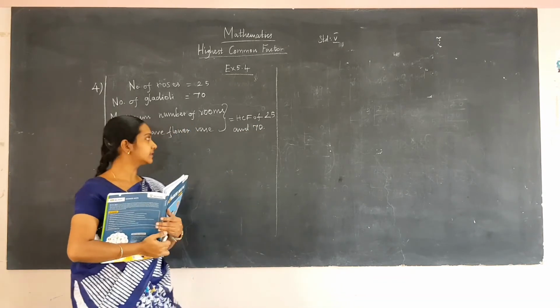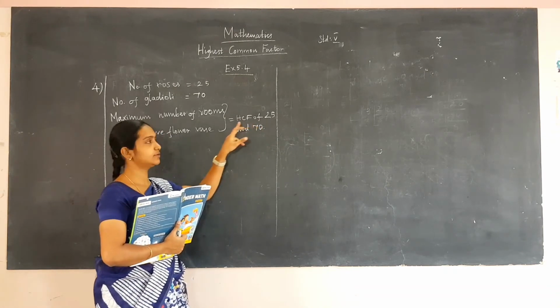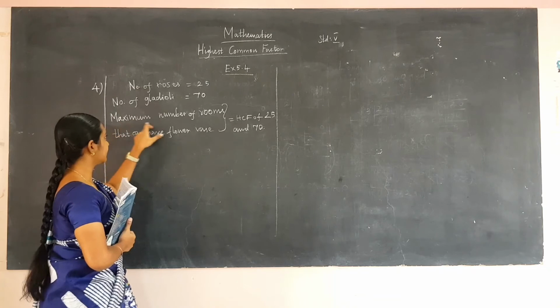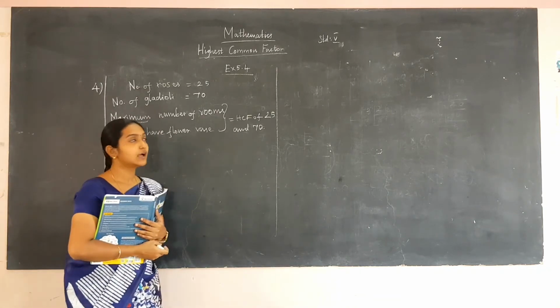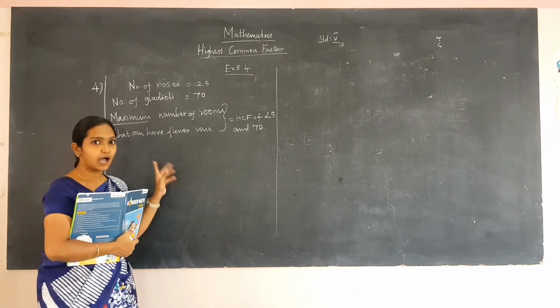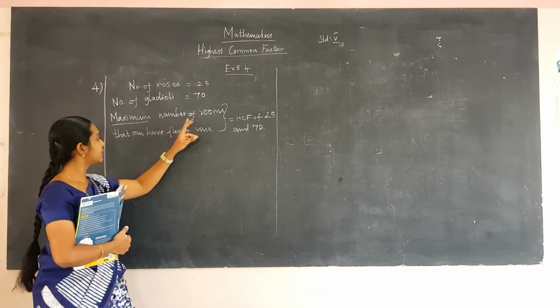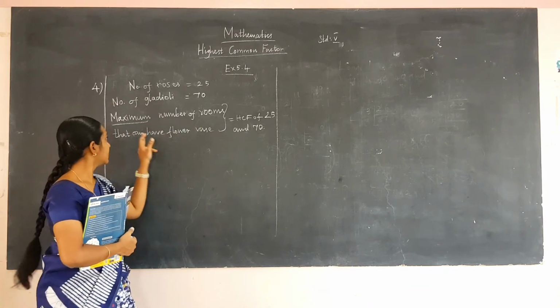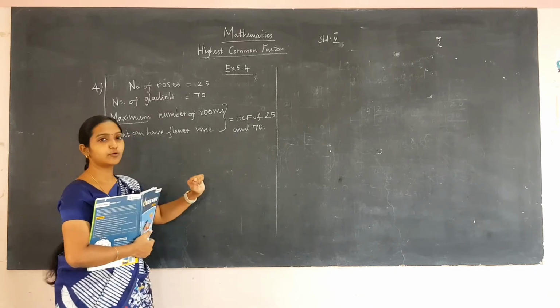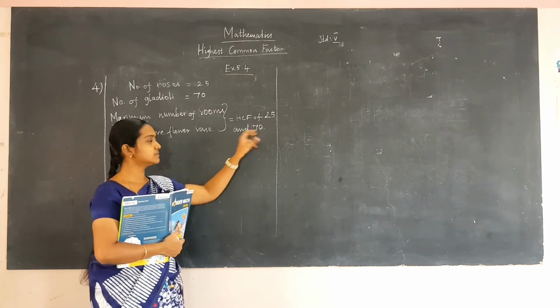அதை கண்டுபிடிக்கிறதுக்கு நம்ம 25க்கும் 70க்கும் HCF கண்டுபிடிக்கணும். மேக்ஸிமம் அப்படிங்கிற ஒரு வேர்டு வச்சு நம்ம அது HCF அப்படிங்கிற முடிவு பண்ணுறோம். ஹையஸ்ட் காமன் ஃபேக்டர், ஹையஸ்ட்னாலும் 1, மேக்ஸிமம்னாலும் 1. அப்போது மேக்ஸிமம் நம்பர் ஆஃப் ரூம்ஸ் கேட்டிருக்காங்க அப்படின்னா HCF கண்டுபிடிக்கணும். அப்போ நம்ம ஹையஸ்ட் காமன் ஃபேக்டர் கண்டுபிடிக்கணும் 25க்கும் 70க்கும்.